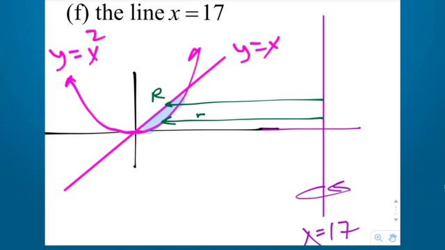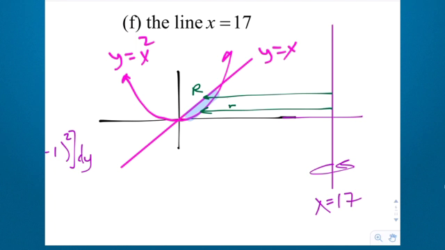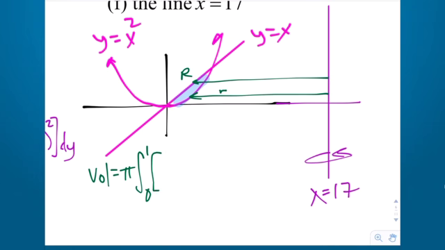So notice the two curves now change because we're on the other side. But it's really still the same idea. The volume is pi out front, the sum of the infinitely thin slices from y equals 0 to 1 of the bracket, big R squared minus little r squared dy.